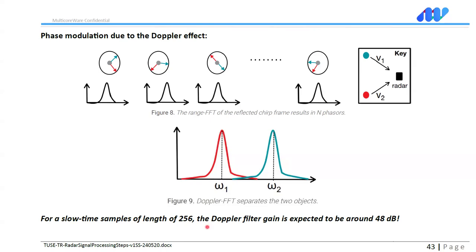256 is not a small number for radar. Then your gain is around 256 makes 48 decibels. So you already had so much gain on the range bin. Now you're adding another one on the Doppler to be 48.